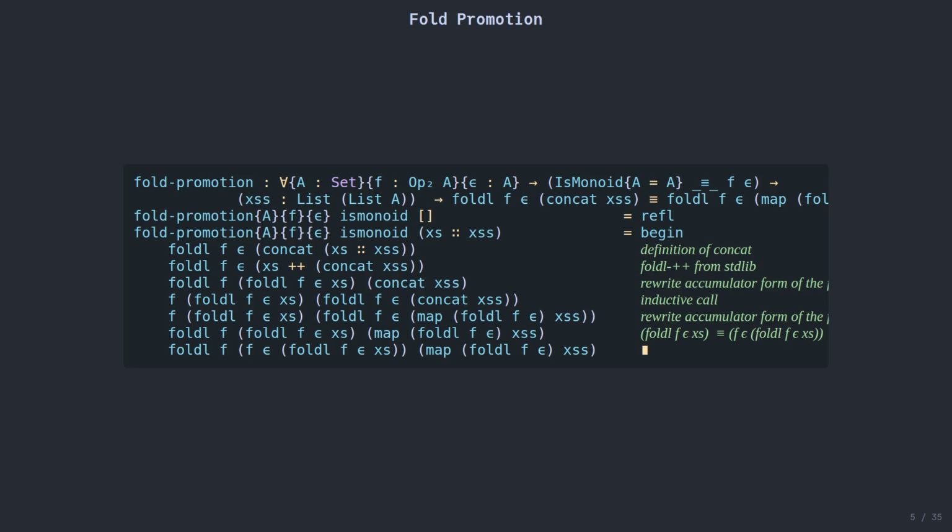Once that rewrite is complete, we use our helper lemma again, followed by the identity law of the monoid. That gives us the right-hand side we want.